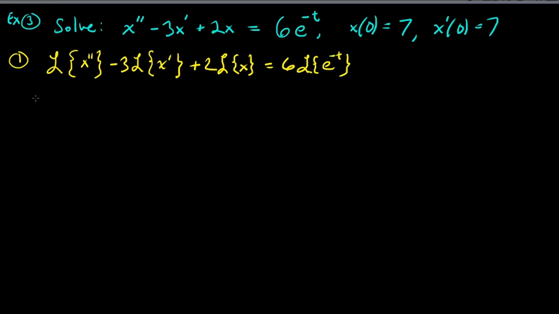All right, so that gives us an algebraic equation. That gives us s squared times capital X, and I'll suppress the of s, minus s times x of 0, little x of 0, minus x prime of 0. So that's just the first term here. And then we have minus 3 times s times capital X minus x of 0, little x of 0.